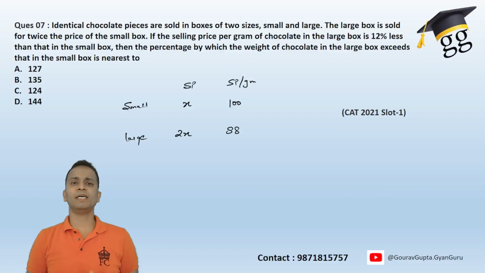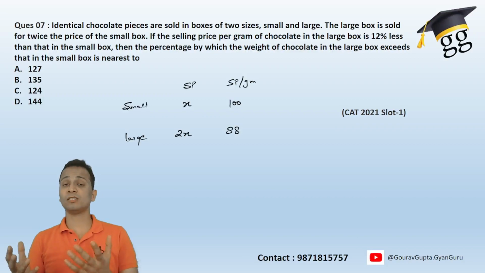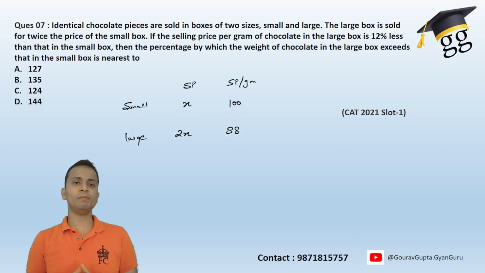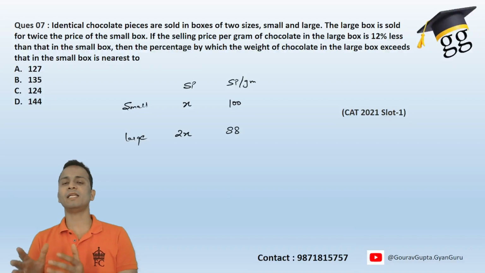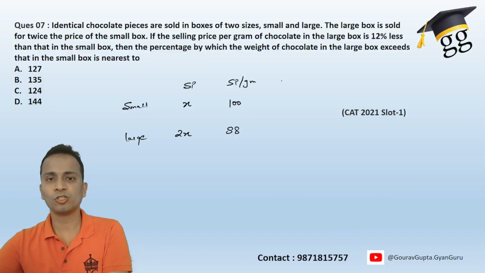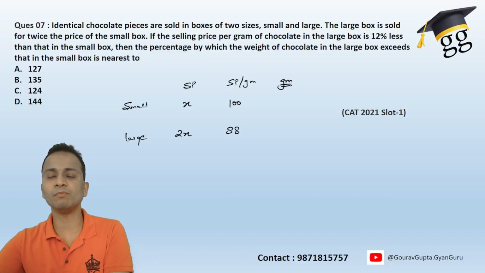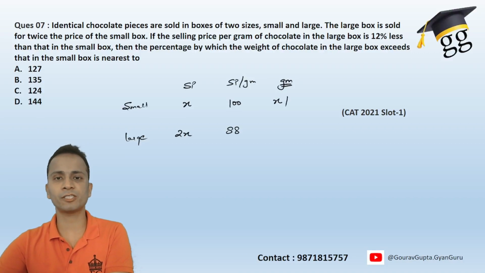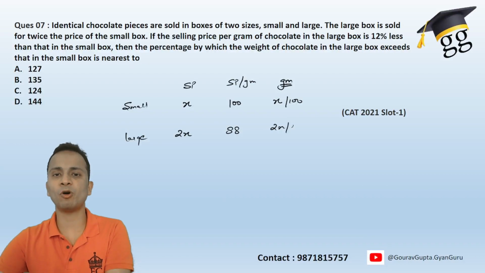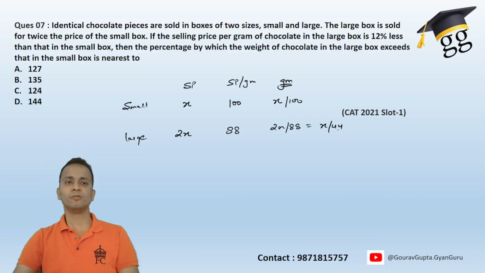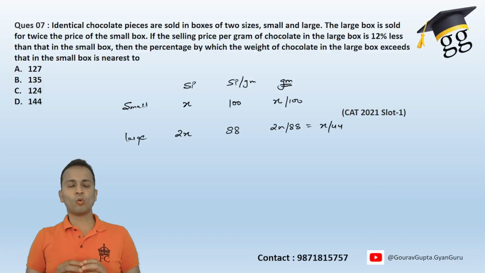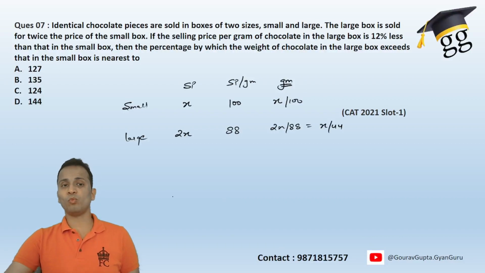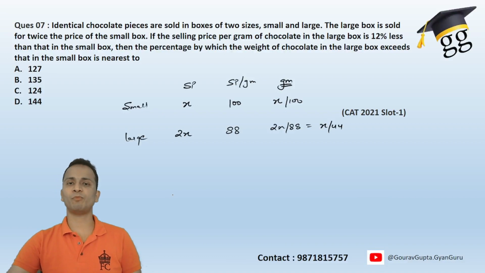सो अब वेट का कंपैरिजन करना है. सो आई हैव सेलिंग प्राइस पर ग्राम. हाउ टू फाइंड आउट द वेट? ओके, सो द वेट विल बी सेलिंग प्राइस डिवाइडेड बाय सेलिंग प्राइस पर ग्राम. ओके, सो quantity in grams in the small box will be x upon 100 and in the large box it will be 2x upon 88, or I can say that x upon 44. Okay, so the quantity in small box is x upon 100 and large box it is x upon 44.